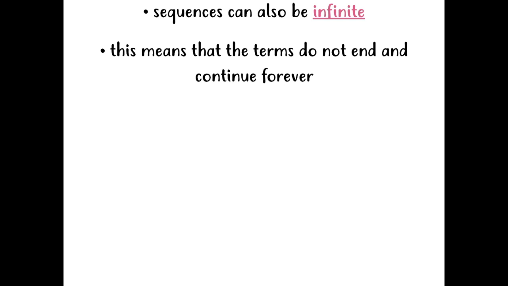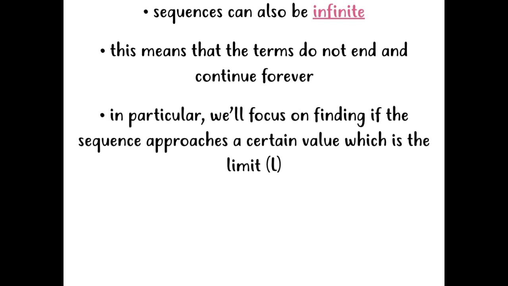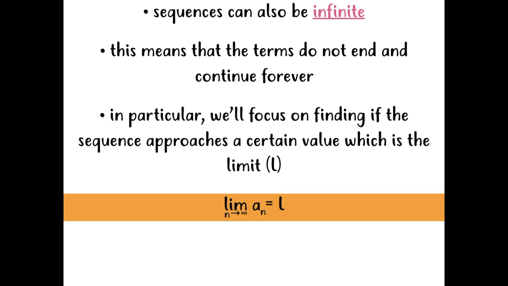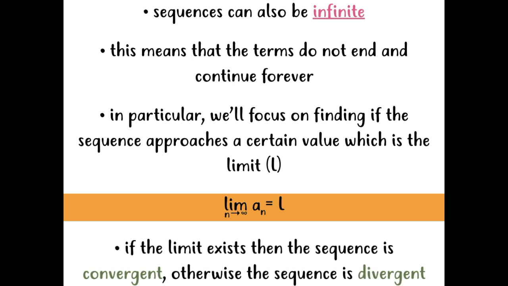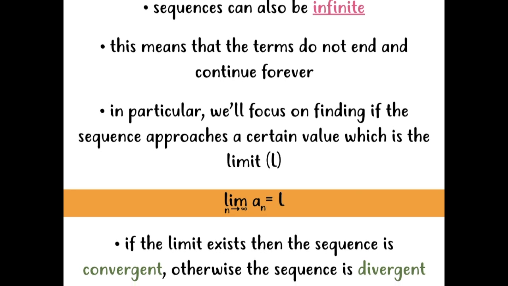Sequences can also be infinite. This means that the terms do not end and continue forever. In particular, we'll focus on finding if the sequence approaches a certain value, which is called the limit, and this is how it's denoted. If the limit exists, then the sequence is convergent, otherwise the sequence is divergent.